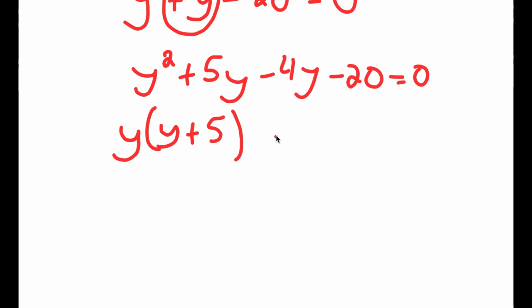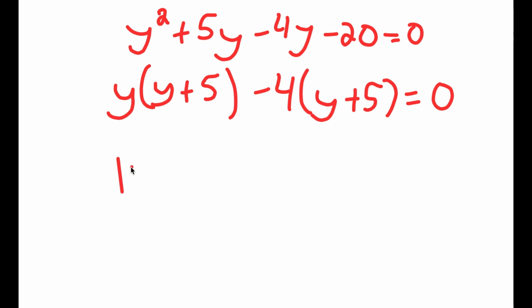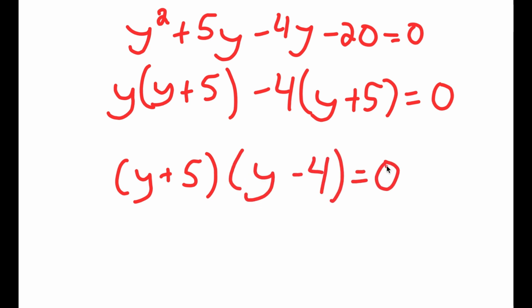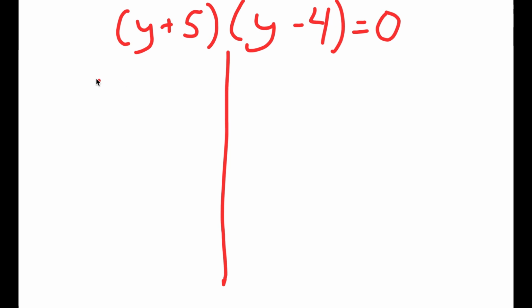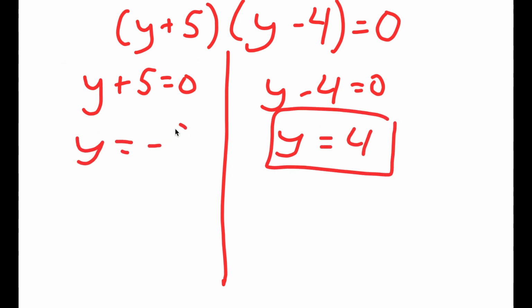And from negative 4y minus 20, I'm going to factor out negative 4. So I have negative 4 times y plus 5. Now, from the entire equation, I'm going to factor out y plus 5. So now I have y plus 5 times y minus 4 is equal to 0. So this actually gives me two equations. I get y plus 5 is equal to 0, and I get y minus 4 is equal to 0. So y minus 4 equals 0, y is equal to 4, and for y plus 5 equals 0, y equals negative 5.